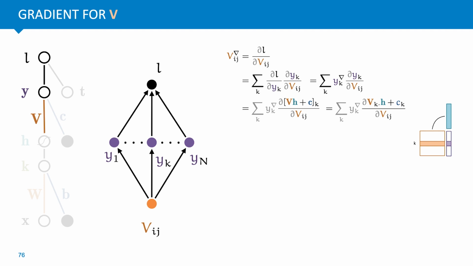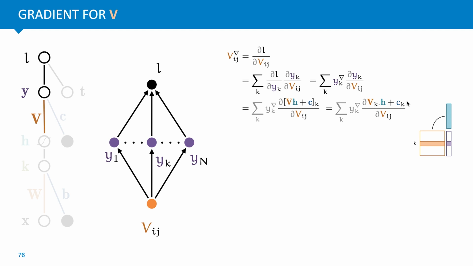We can break this up in two steps. First, the kth element of the vector that results from this sum is simply the kth element of this vector plus the kth element of this vector. So we see here ck plus the kth element of the vector that results from this matrix multiplication. And the kth element of this vector here is simply the dot product of the vector h and the kth row of the matrix V.